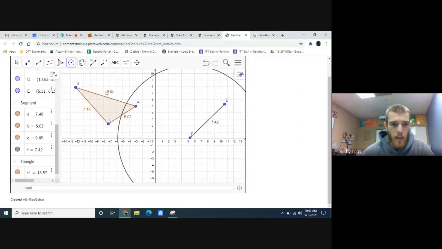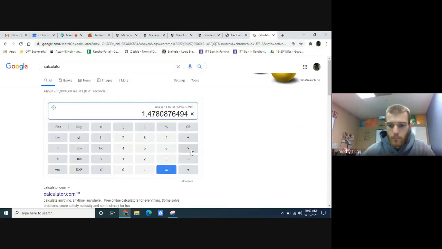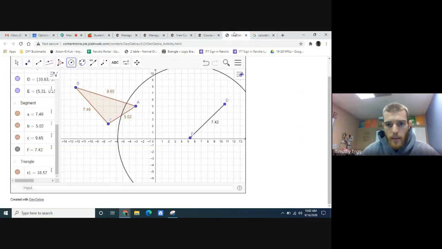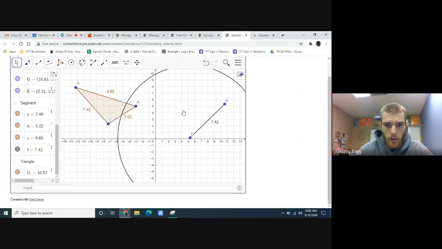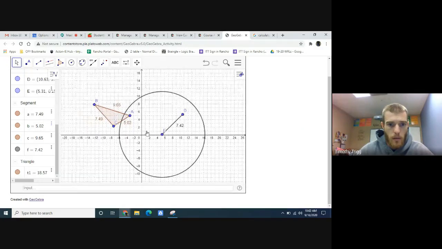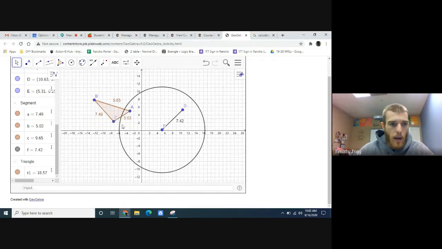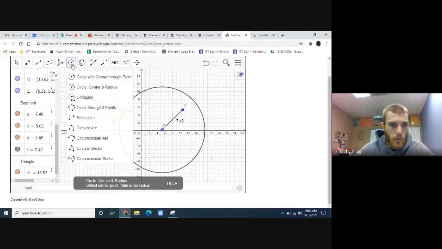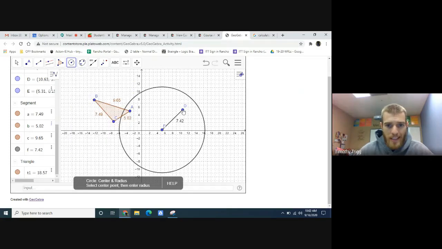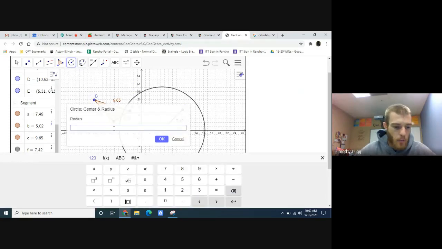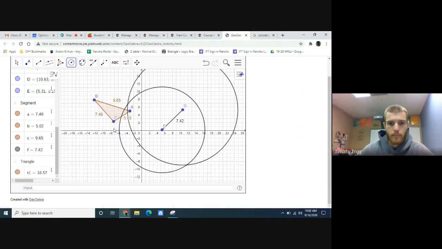And we're going to multiply that by 9.65 in my case. Might be a different number for you. And then you'll get a value. So I'm going to go ahead and copy this. Let me scroll out a little bit. Okay, cool. Now from there, go to circle, center and radius again. Click on point D, and the radius will be that calculation we just got.